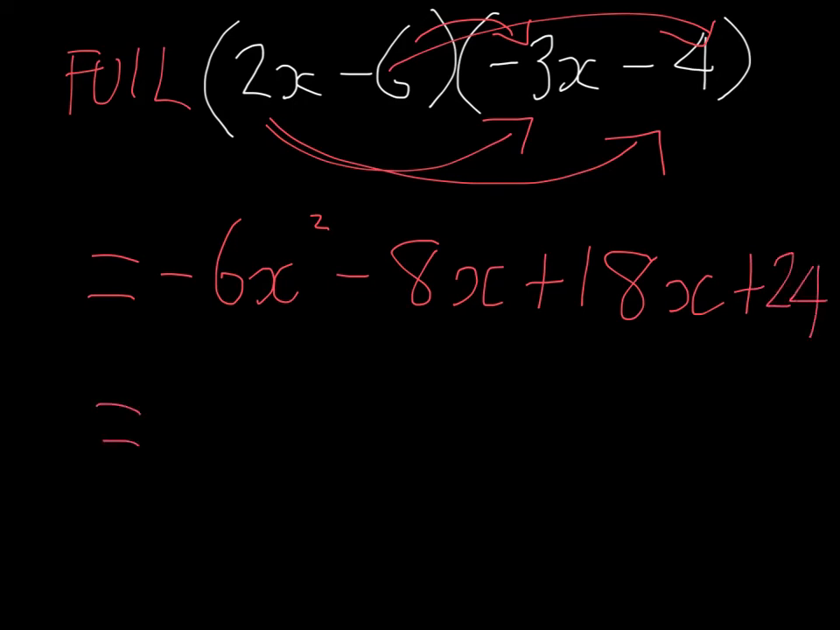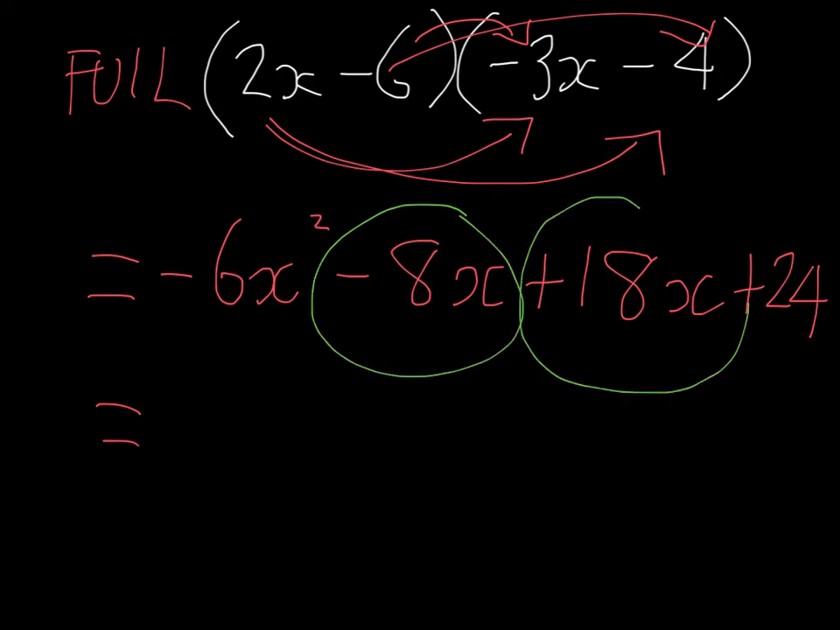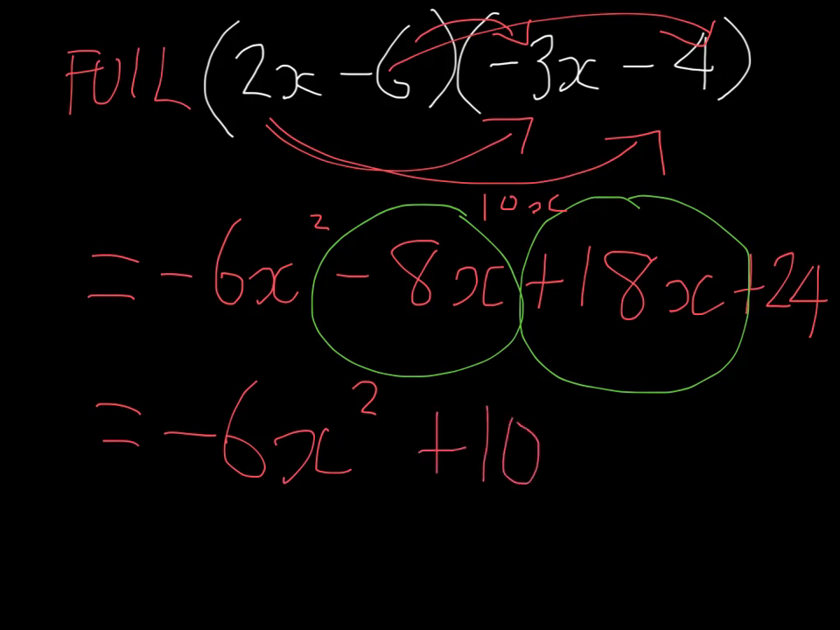You can see yet again that we have some like terms. So be careful with these two. Negative 8x plus 18x is going to give us positive 10x. So our final answer is going to be negative 6x squared plus 10x, combining those two like terms, take away 24.